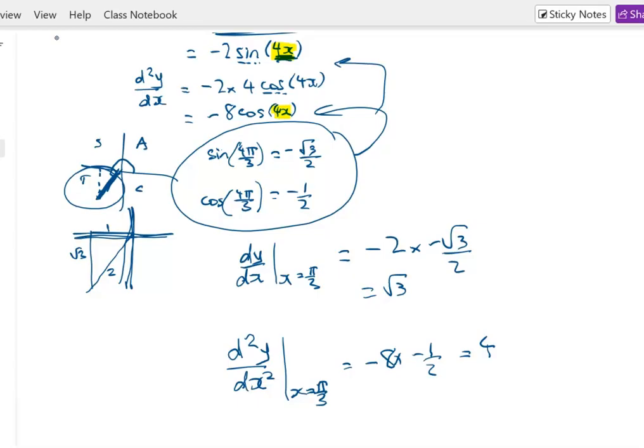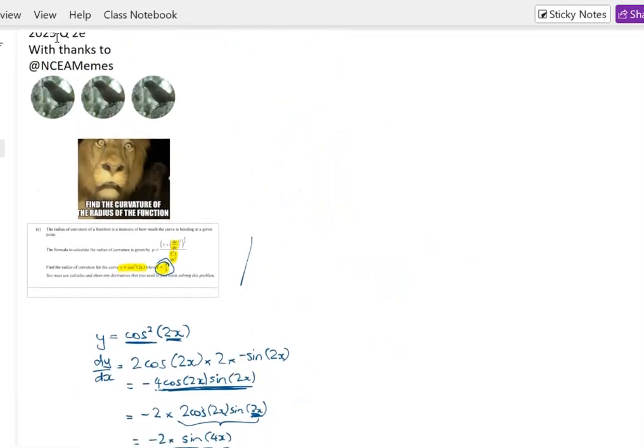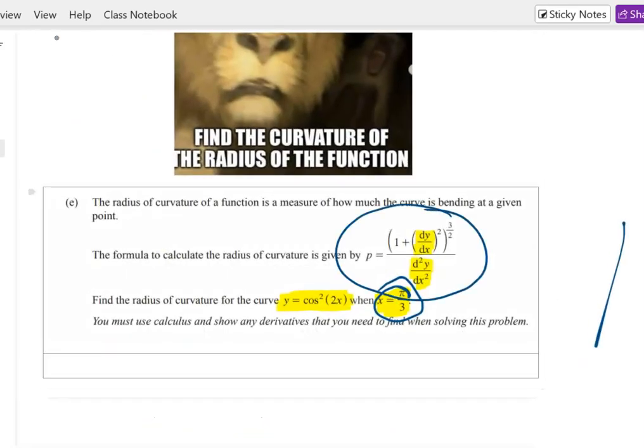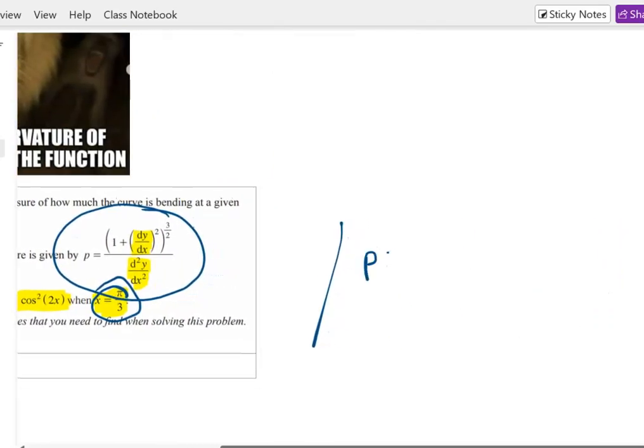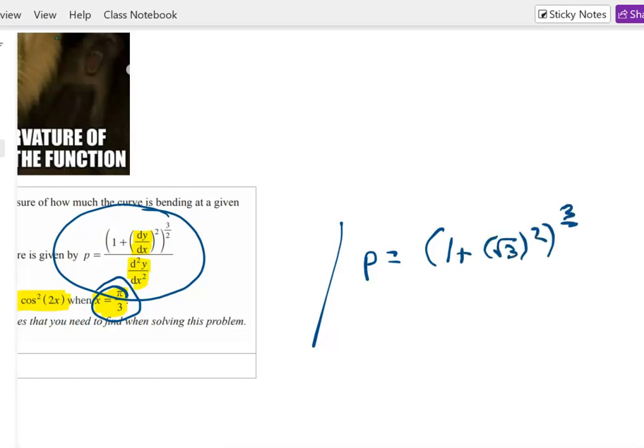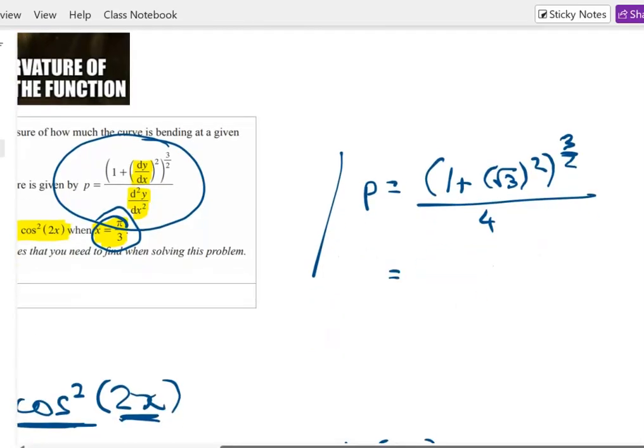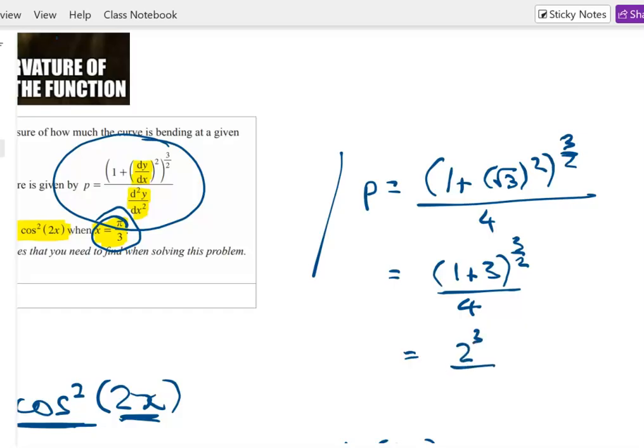So finally, we're ready to chuck all of that into the formula. So let's just go back up and see what it was. Oop, it's gone very small. Here it is. So we're going to do some substitution, and a whole lot of stuff is going to fall out. So P is equal to 1 plus root 3 squared to the power of 3 over 2. You do not need to grab your calculator, guys, right? Just do not grab the calculator. This is quite lovely. We get 1 plus 3 to the power of 3 over 2 over 4. And 4 square rooted gives me 2. 2 cubed is 8. So it's 8 over 4, which gives me a final answer of 2.